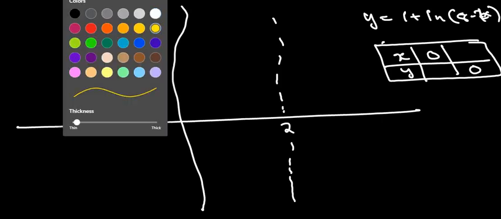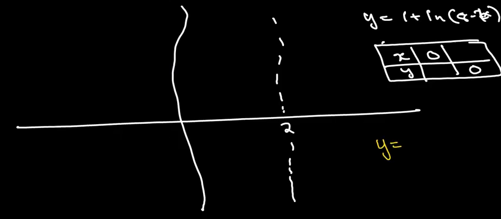So now if you want to find out what the value of y becomes when x is equal to 0, we say ln, this is going to give us 8. This is 1 plus ln 8. So when x is 0, y is somewhere there. It's 1 plus ln 8.